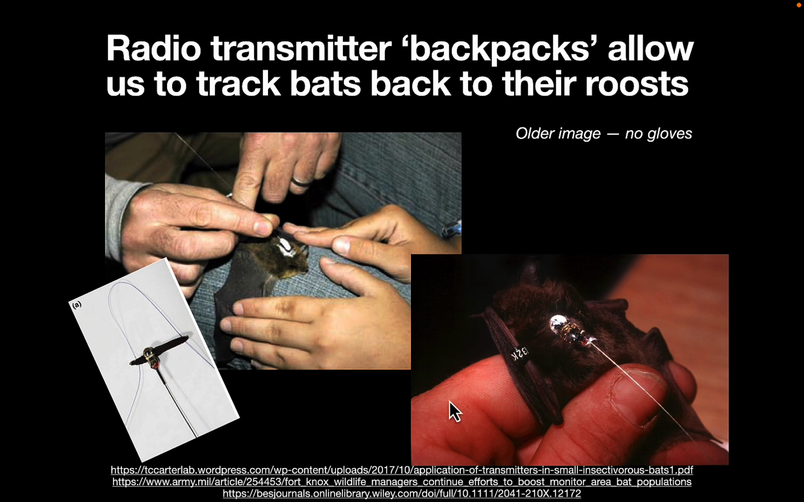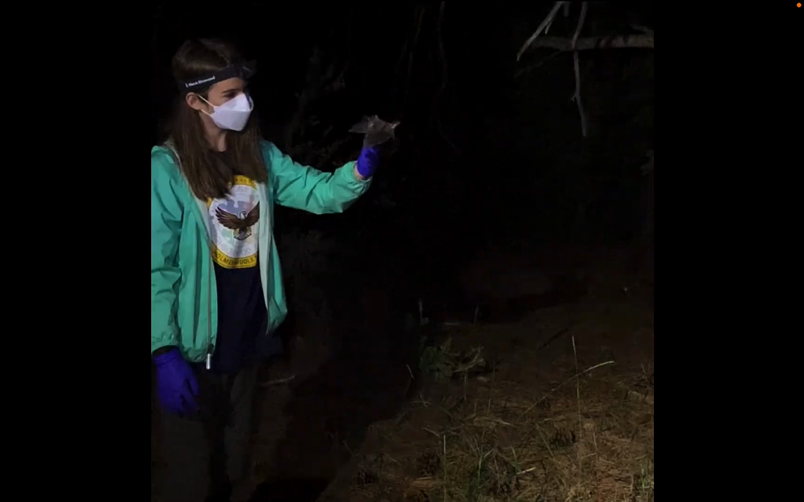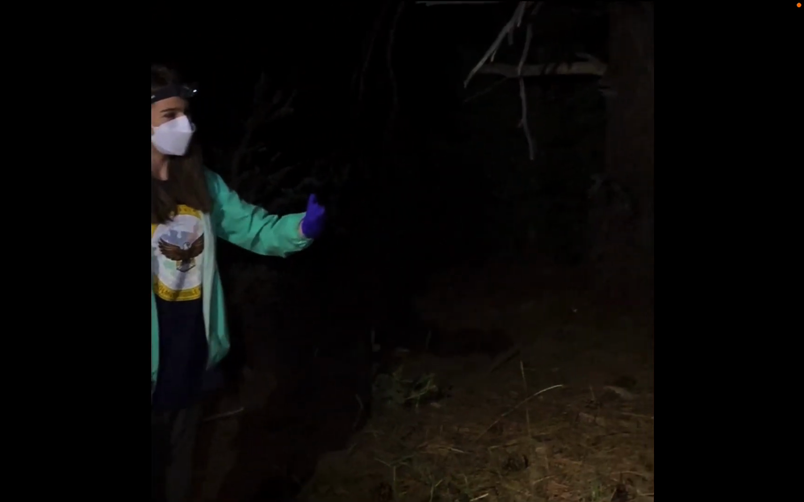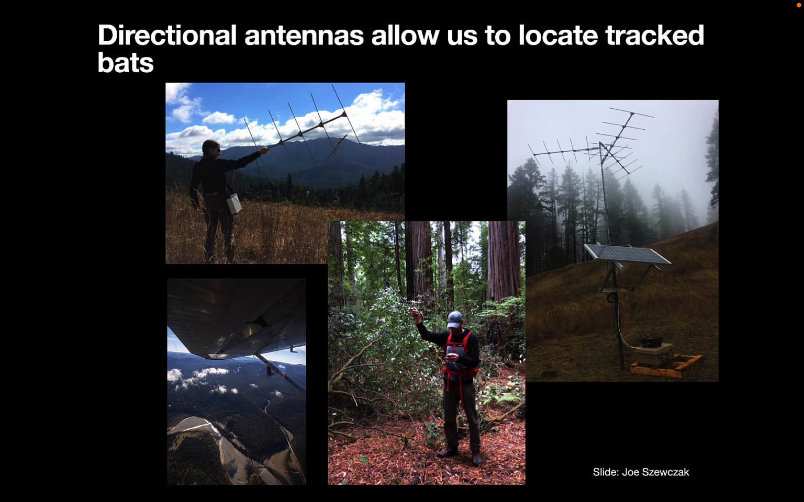So you put these little sensors on there and let the bat release out into the wild, like Naomi's doing there. And then you go around with a very special antenna. You point it in a certain direction, and if you hear the beep, that tells you that the bat must be in that direction.